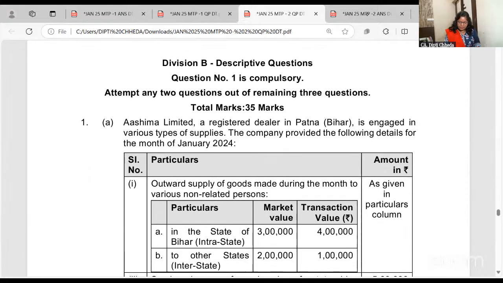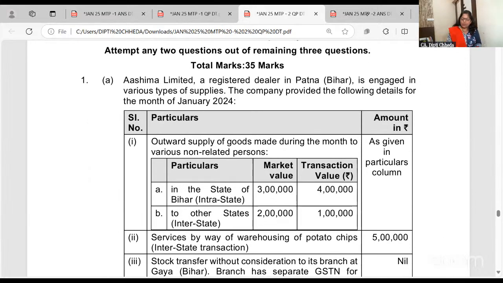Easy? Any doubt, ask me. Now I'm going to descriptive. We have completed all the MCQs in half an hour, right? Ashima Limited, a registered dealer in Patna, is engaged in various types of supplies, and the company provided the following details for the month of January 2024.